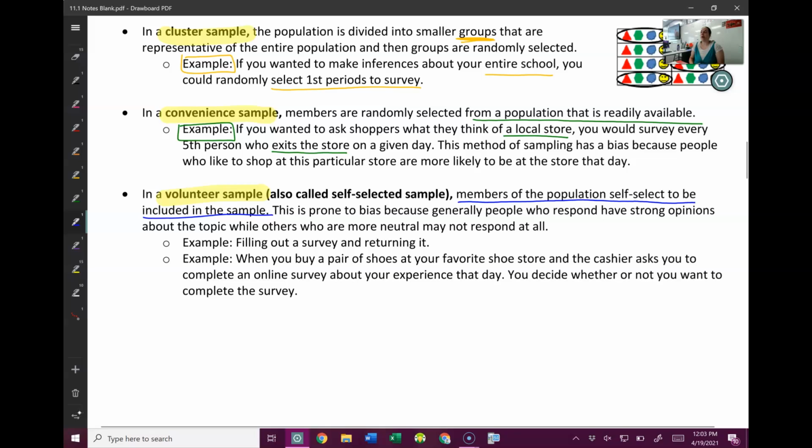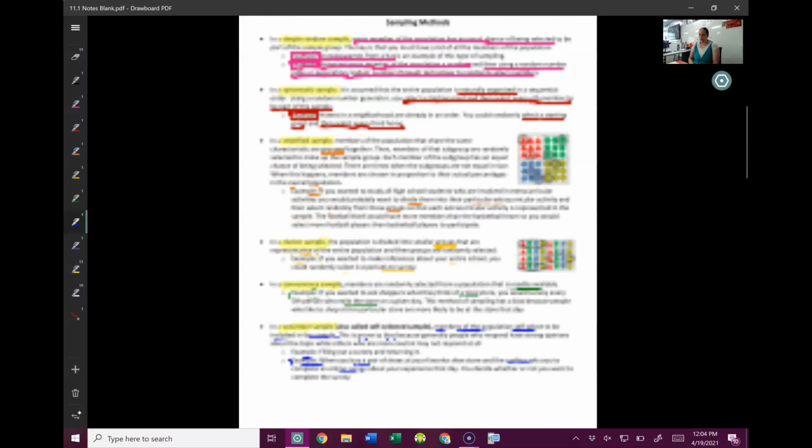So, for example, it's lunchtime, you put your survey questions out on a lunch table and you say, anyone who wants to, please answer it. That is volunteer sampling. Those people are choosing to pick up your survey and be part of it. Another example, you buy a pair of shoes, the cashier calls you and asks you to fill out an online survey about your experience. That is a volunteer sample. But like it says right here, these two are very prone to bias. They're not very reliable types of sampling. So that is our 6 types of sampling.